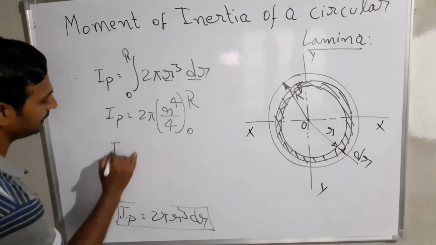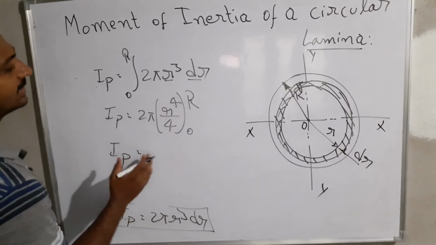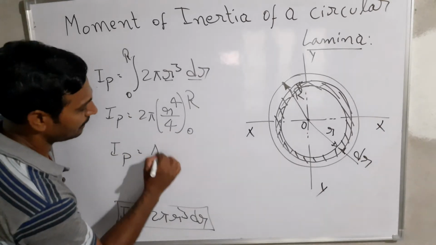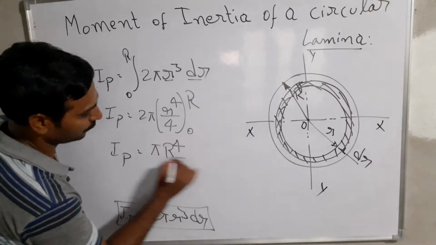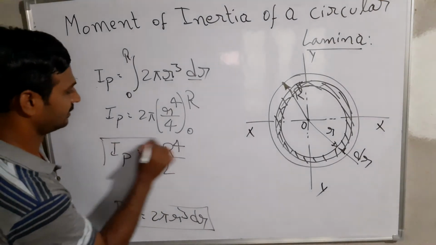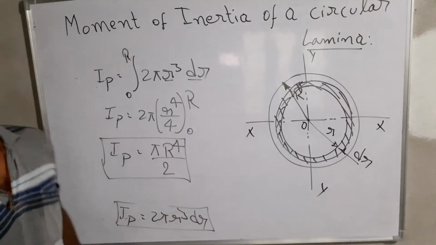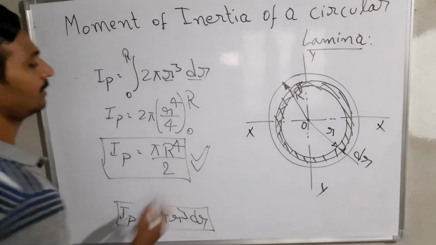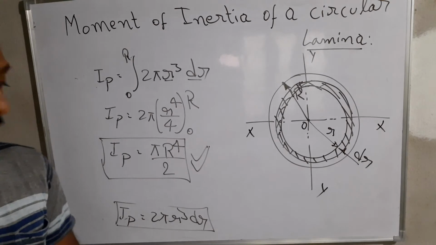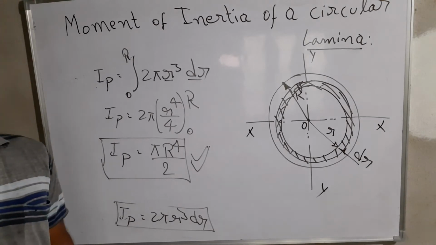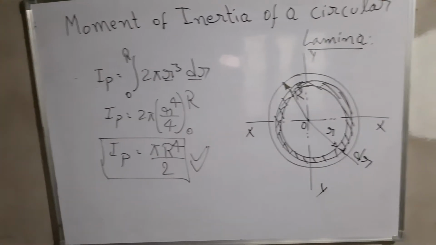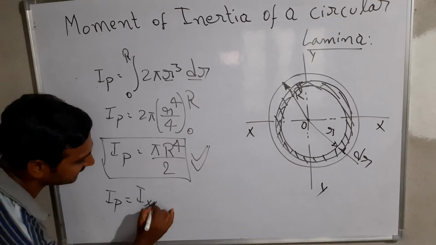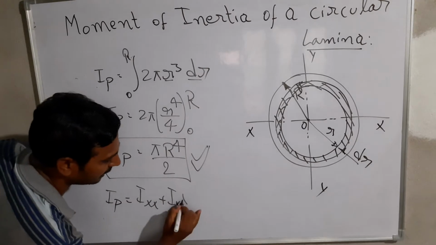So then Ip is equal to, if I simplify this equation, the 2 will be cancelled, pi R to the power of 4 by 2. So this is the polar moment of inertia for this circular lamina. Right? So then how are we going to calculate Ixx and Iyy? As per the definition, the polar moment of inertia is equal to Ixx plus Iyy.